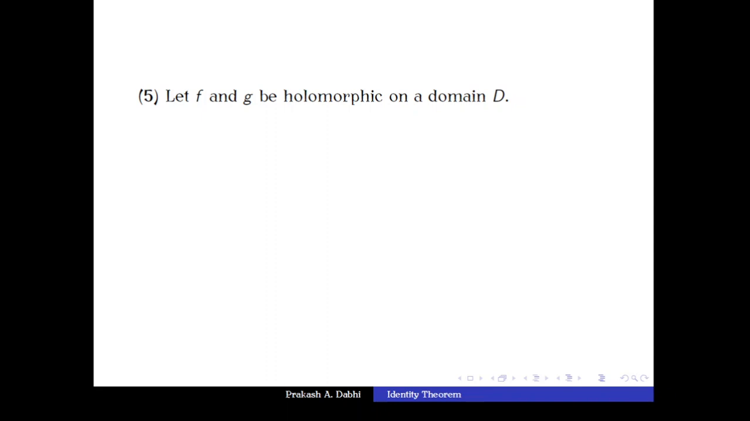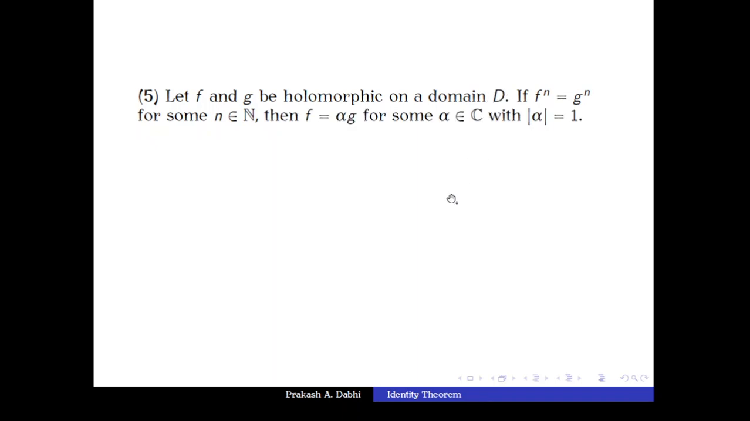So let D be a domain and let f and g be holomorphic on a domain D. Holomorphic means analytic functions, and also we are given that f power n equals g power n for some n belongs to N. It means what? F(z) into f(z) into f(z), n times, equals g(z) into g(z) into g(z), n times, for every z in the domain D. Then we want to show that f equals alpha times g for some alpha in C which satisfies the condition mod of alpha equal to 1.